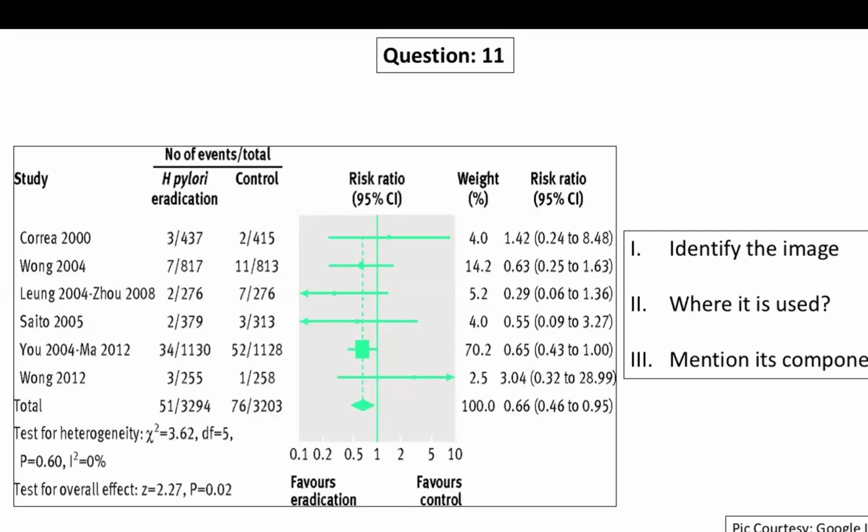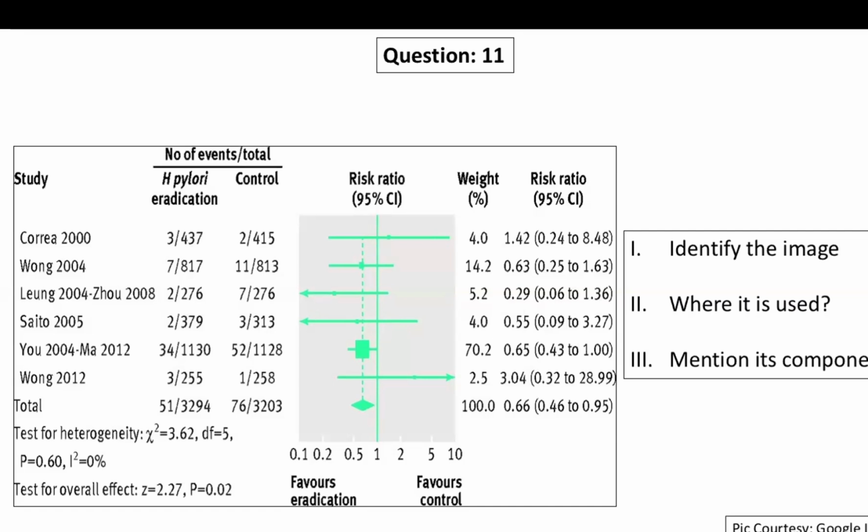And what about the right side? On the right side, we have the weight, which shows the contribution of each study. We also have a numerical effect estimate, where we can take any risk ratio, odds ratio, or hazard ratio. And what about the weight? Sorry, sir.